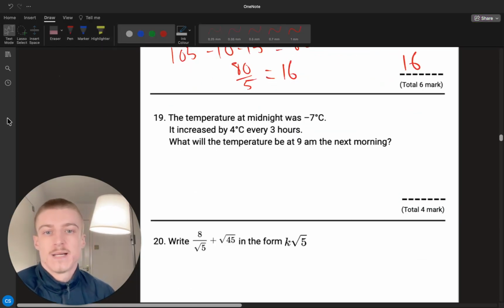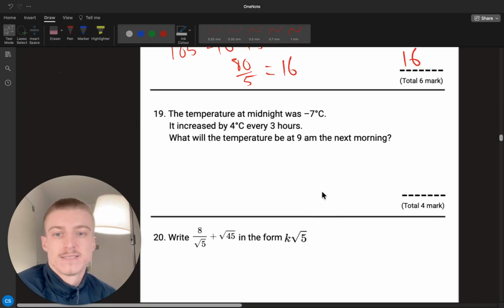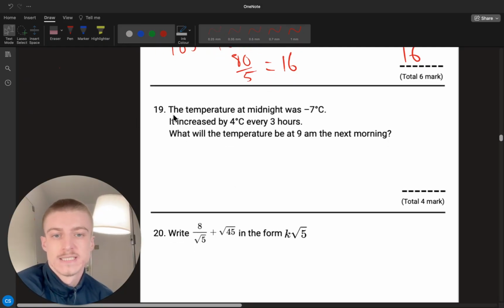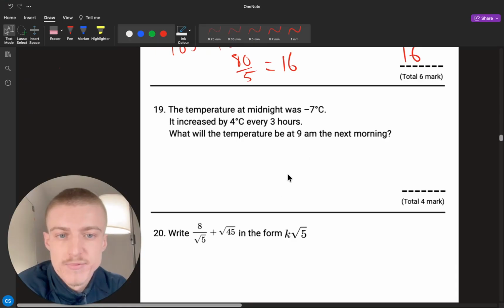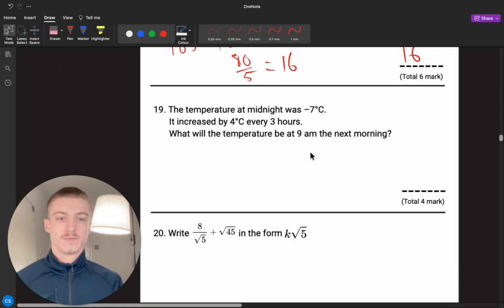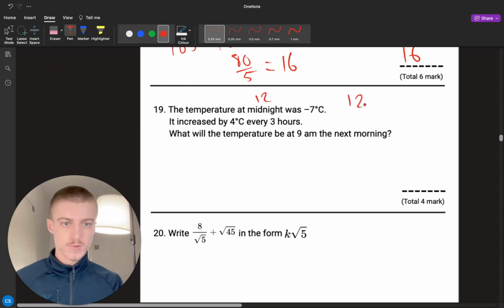Question 19. The temperature at midnight was -7 degrees Celsius, and it increased by 4 degrees every 3 hours. What will the temperature be at 9 a.m. in the next morning? Midnight is 12. So from 12 to 9, that's 9 hours. And it increased by 4 degrees every 3 hours. So if we do 9 over 3, that is 3.